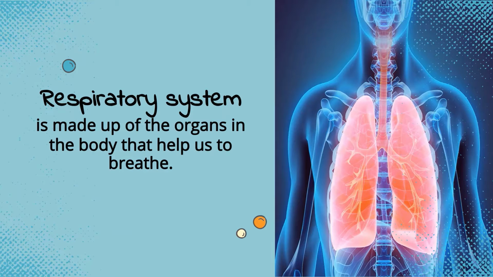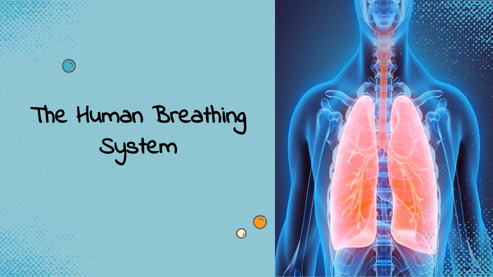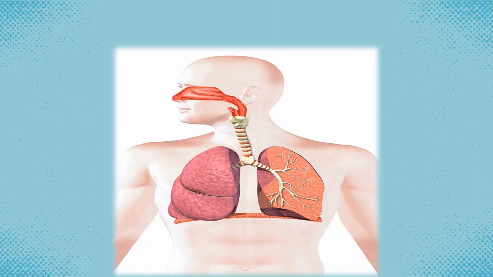The respiratory system is made up of organs in the body that help us to breathe. The cells of the human body require a constant stream of oxygen to stay alive. The main function of the respiratory system is to provide oxygen to the body cells while removing carbon dioxide. It is also known as the human breathing system. The respiratory system will not function without the different organs that make respiration possible.